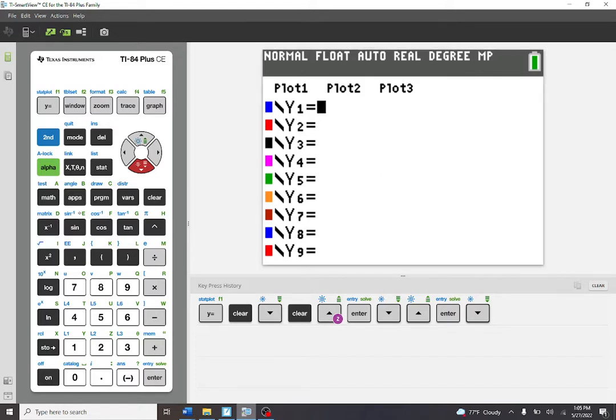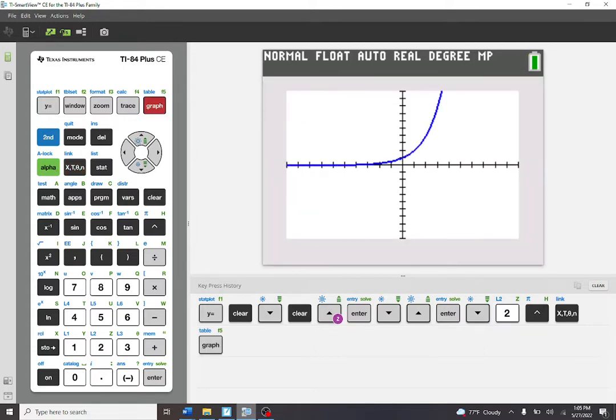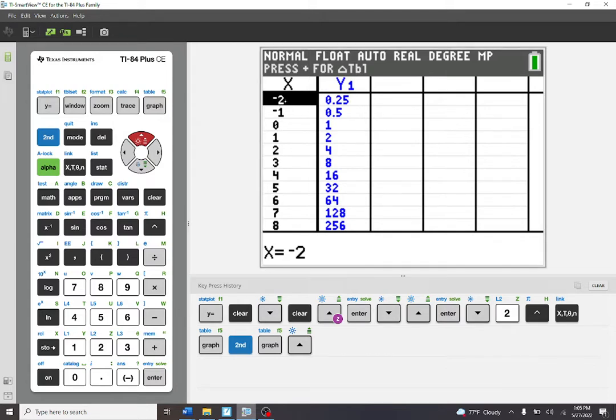So what I'm going to click is 2 to the power of x. When you want x, you want to click this X,T,theta,n button right next to alpha. And I'm going to click graph, which will get me a picture, which is cool. That matches what I said. But even better, it gets me a table. If I click second graph, I'll get the table. And then from there, I can just look at the values.